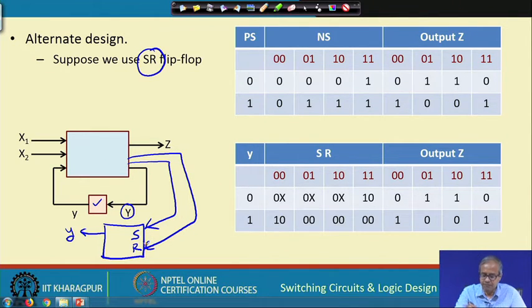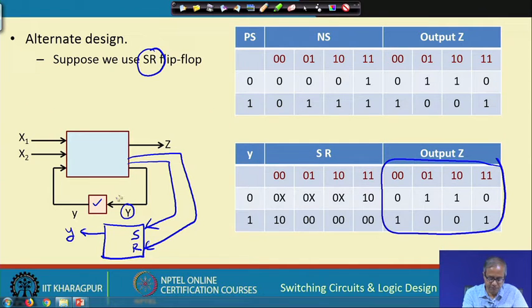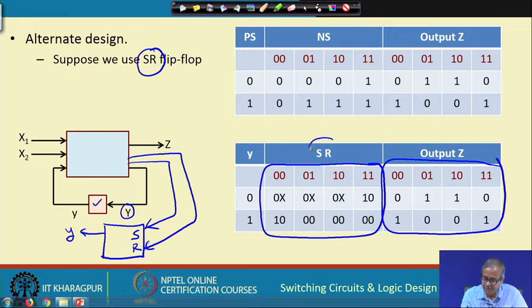So, from the transition and output table, when you map it to this, just see how this table is getting constructed. The second part is identical, there is no change, these are just the outputs. But for the next state here, the values that are shown are the values of S and R. Just see it carefully. Look at this.